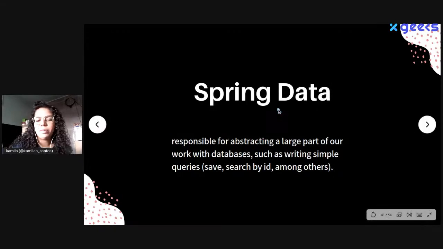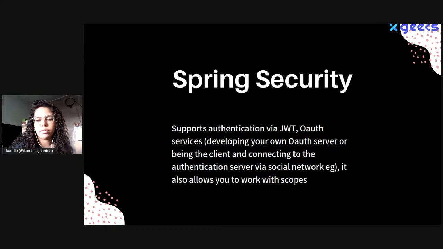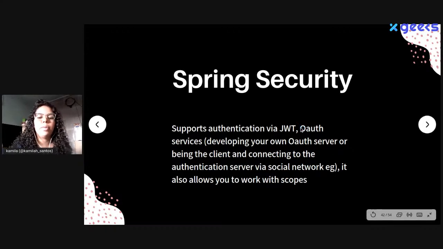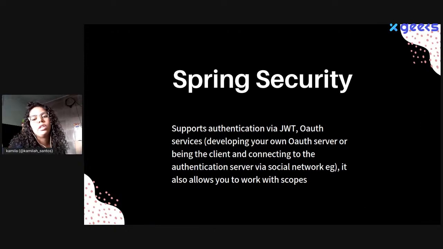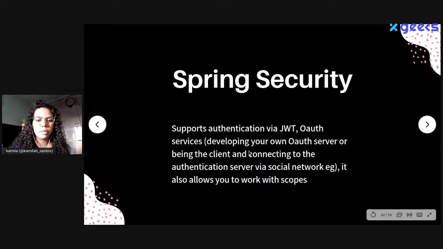Spring Data is responsible for abstracting a large part of our work with databases, such as writing simple queries, save, search by ID, update, and others. Spring Security supports authentication using JWT, OAuth servers, and connection to authentication using social networks, for example, GitHub and Google authentication. And it also allows us to work with scopes.